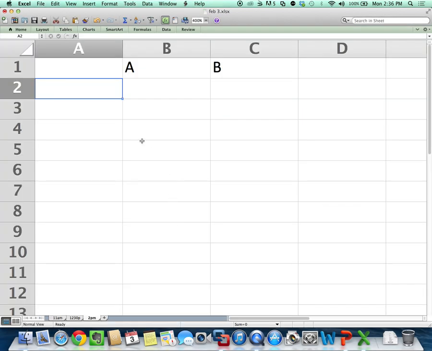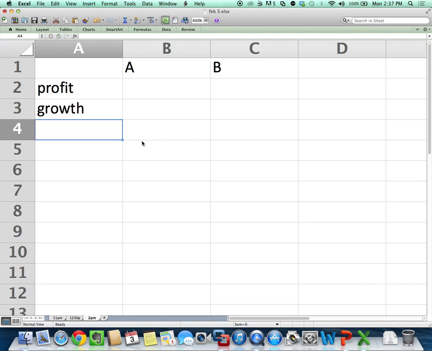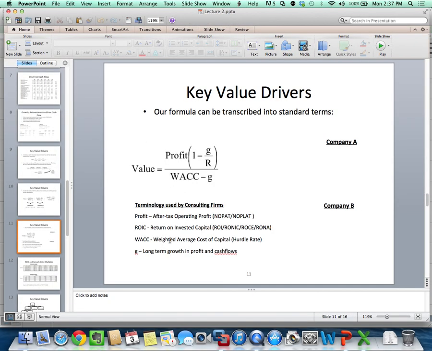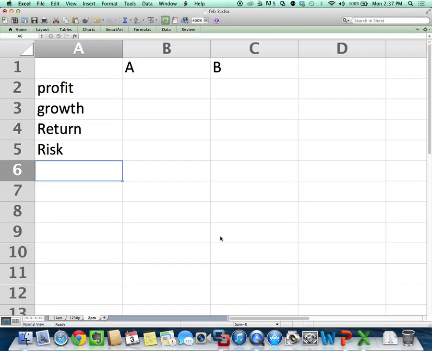Profit, growth, return, and what I'll call risk, or the cost of capital. Those are really the 4 parts of the key value driver equation. That will give me the value of the firm.